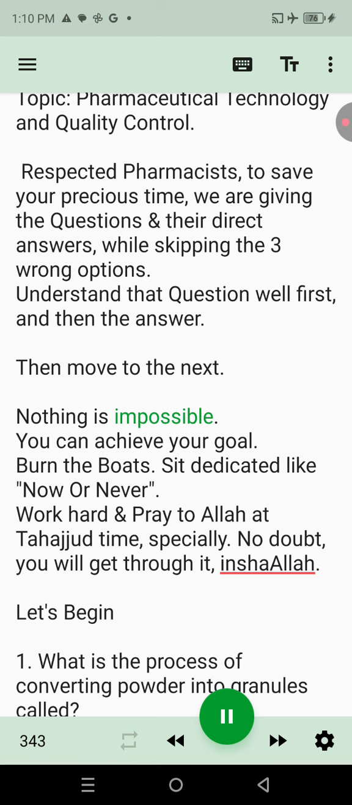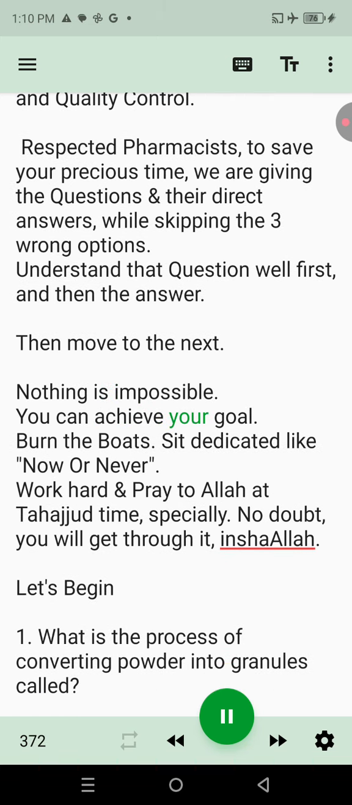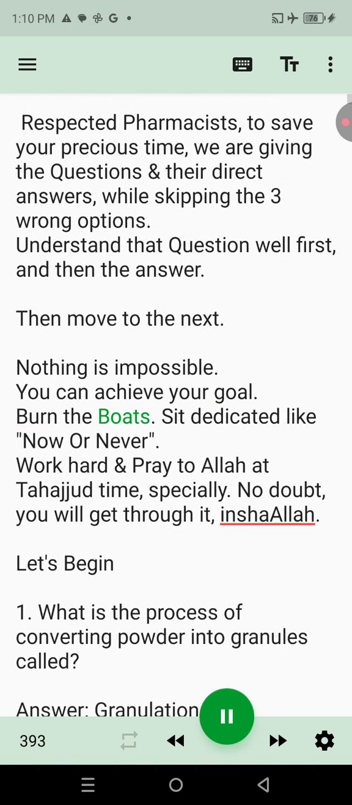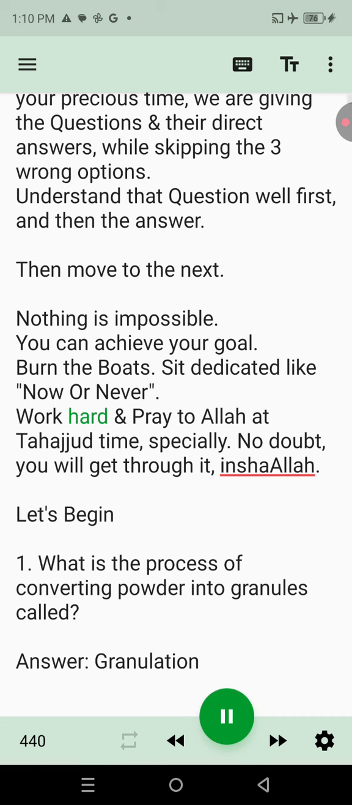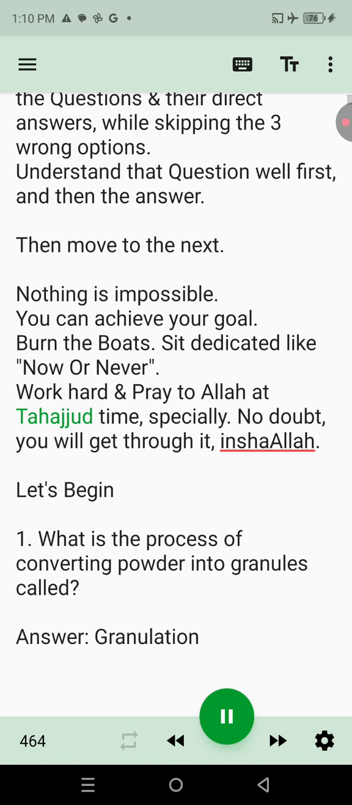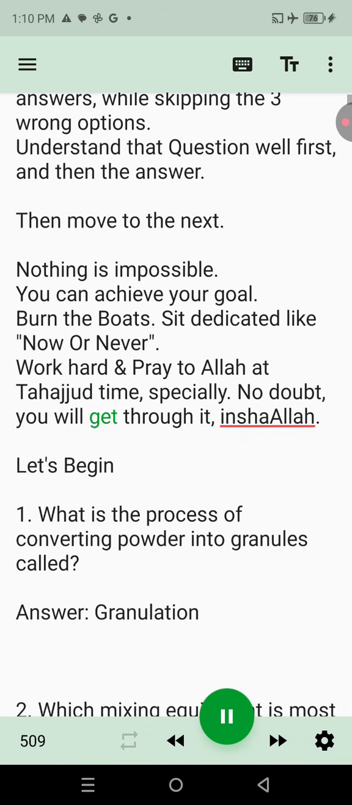Nothing is impossible. You can achieve your goal. Burn the boats. Sit dedicated like, now or never. Work hard and pray to Allah at Tahajjud time, specially. No doubt, you will get through it, inshallah.